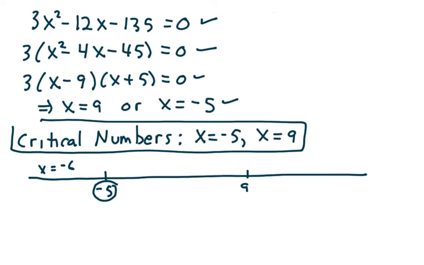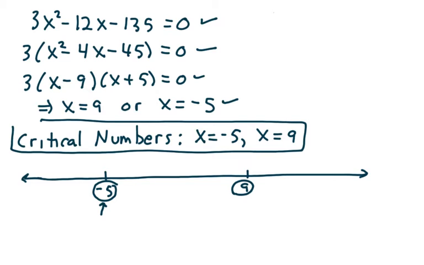Okay, and let's erase that negative 6 for a minute. I'll explain that shortly. So we have a number line, and we're going to break up that real number line utilizing the critical numbers. Notice how I have a negative 5 and a 9. So we're going to break this number line up into 3 intervals utilizing those critical numbers.